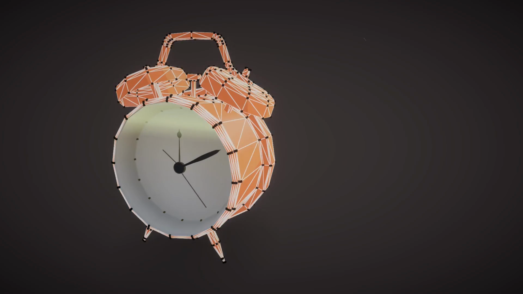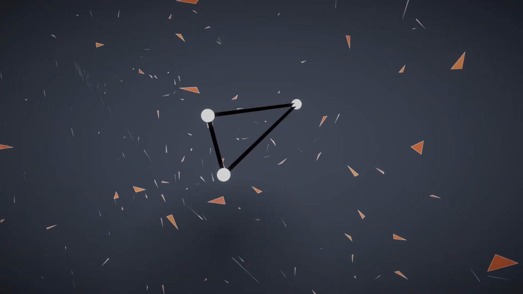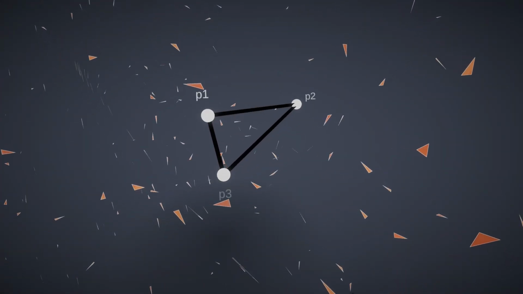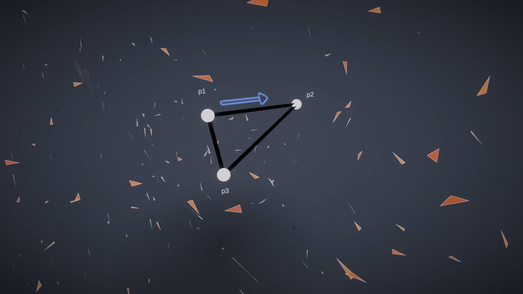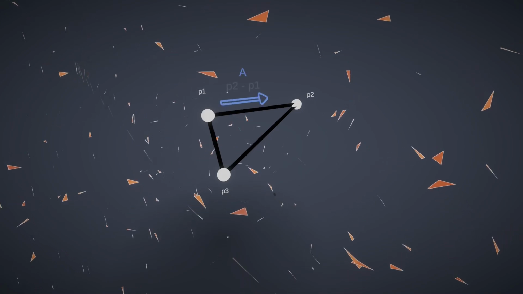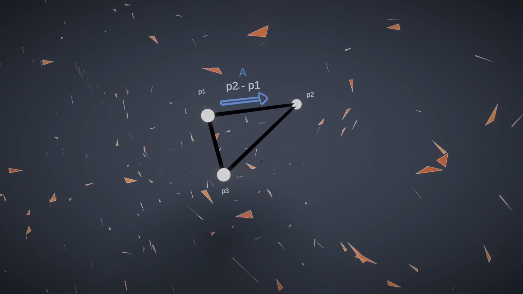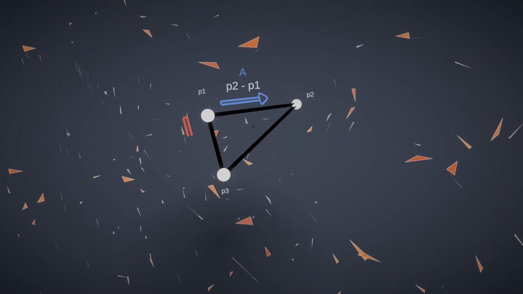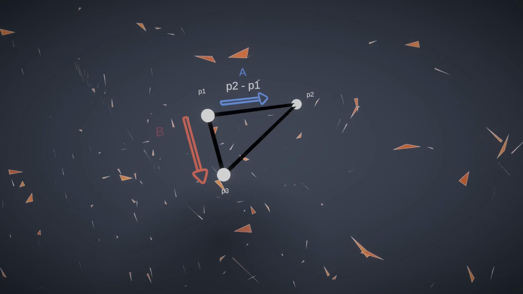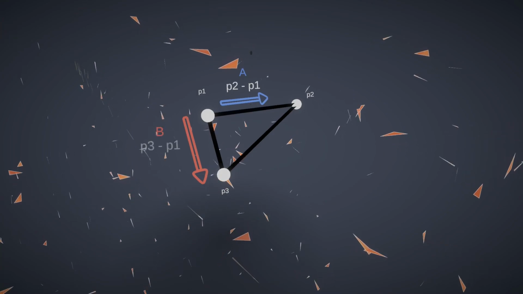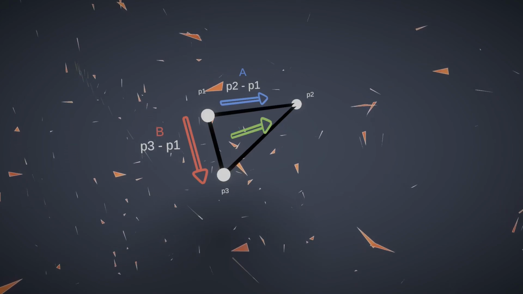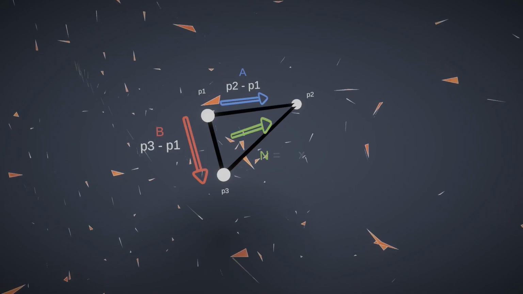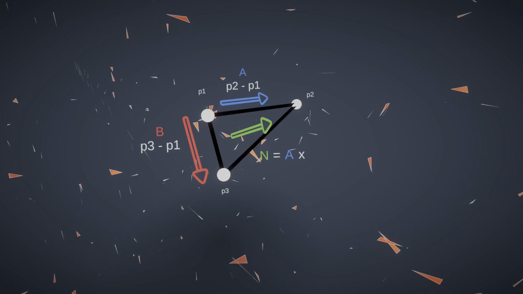Let's focus on a single triangle, shall we? We represent the vertices by position vectors P1, P2, and P3. Let's also call the direction vector from P1 to P2 vector A. We calculate it by computing P2 minus P1. We do the same for P1 and P3 and we get vector B. To calculate the normal to the surface, vector N, we take the cross product of vectors A and B.